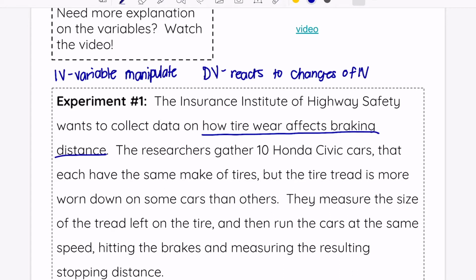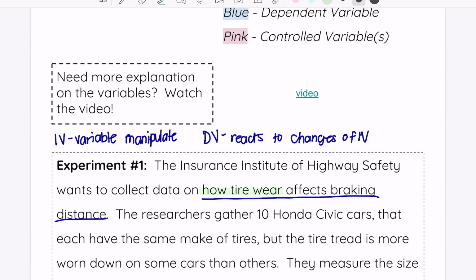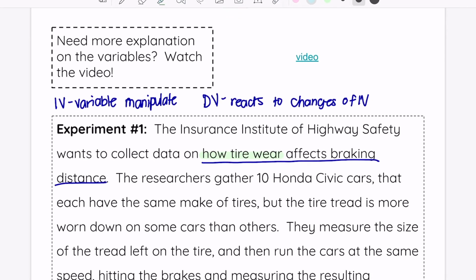So this gives us a clue of the 2 variables that we're going to find the relationship for. The independent variable is what we're going to change on purpose. So it's going to be tire wear that gets changed on purpose. And let's use blue for the dependent variable, so how tire wear affects braking distance. So hitting the brakes and then measuring the stopping distance over here at the end, the resulting stopping distance is what is measured in order to get the braking distance.